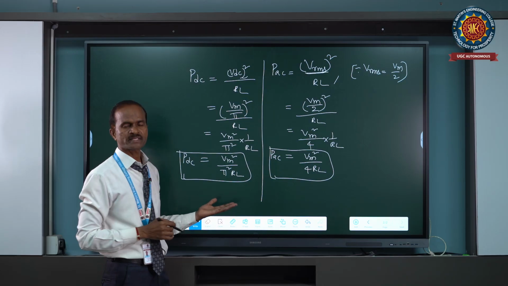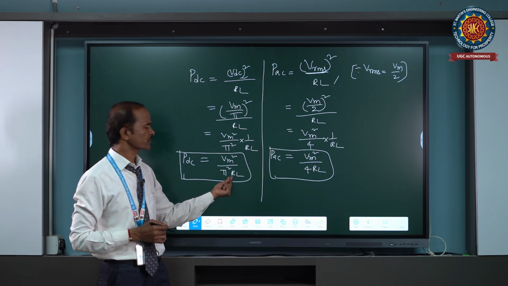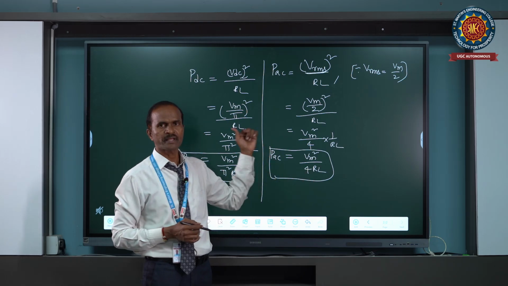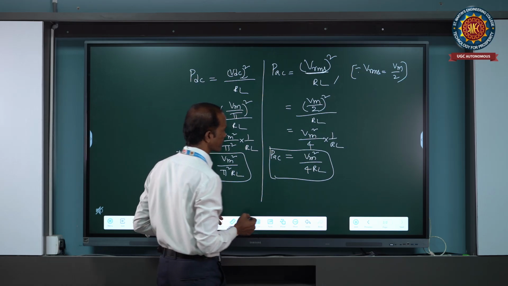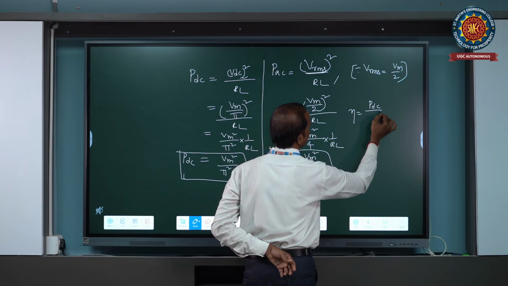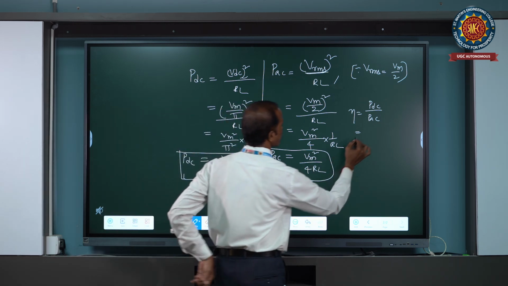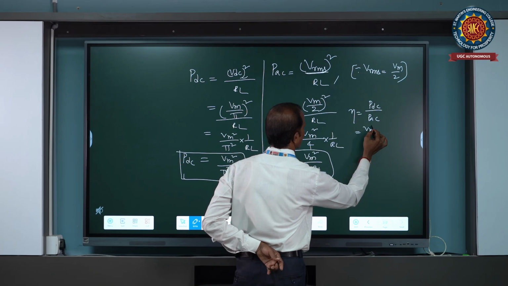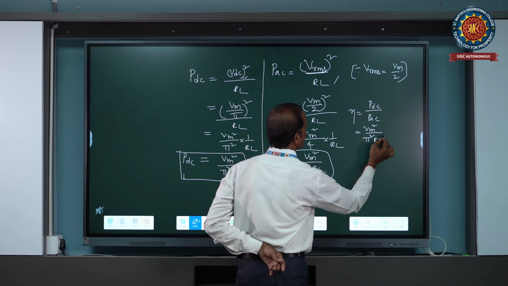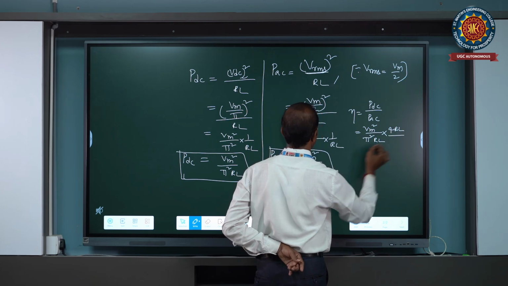So we know the efficiency is PDC by PAC. The value of PDC is equal to Vm square by pi square RL. Now PAC is equal to Vm square by 4 RL. Now these two are substituted in efficiency. Therefore efficiency is equal to PDC by PAC, that is Vm square by pi square RL into 4 RL by Vm square.